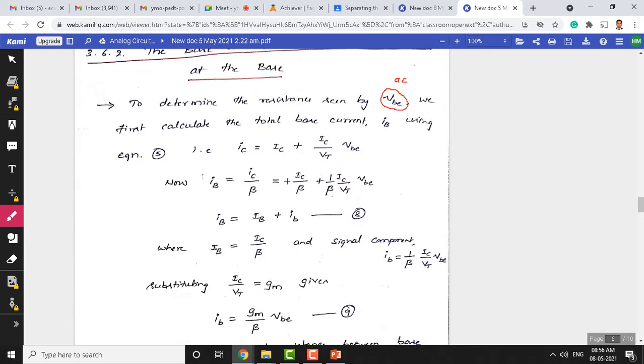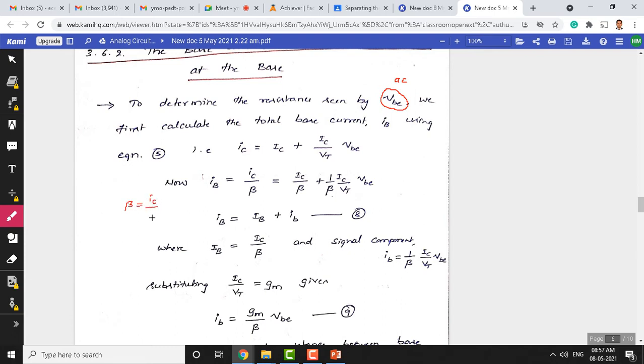So the same equation is considered here. This is referring to equation 5. Equation 5 is rewritten for your reference. Next we will see the base current. So base current is nothing but IC by beta. This is a well known expression. Beta is the gain in the common emitter mode. This equation can also be written the other way, like beta is equal to IC by IB.